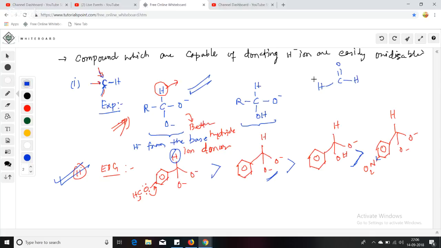HCHO can donate hydrogen very easily. That's why it is always oxidizable. It always gets oxidized in this reaction. So two things you have to keep in mind: dianion and electron donating tendency.